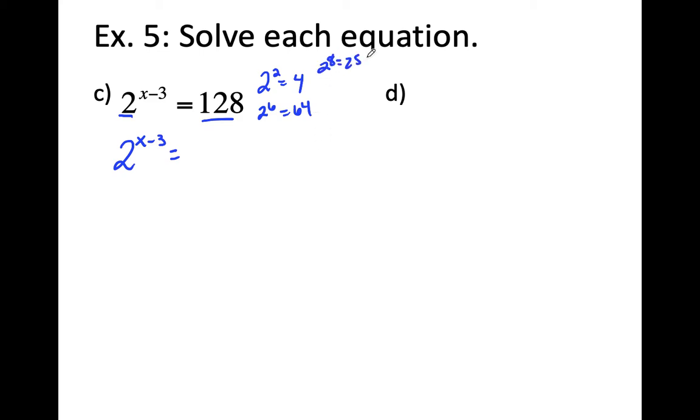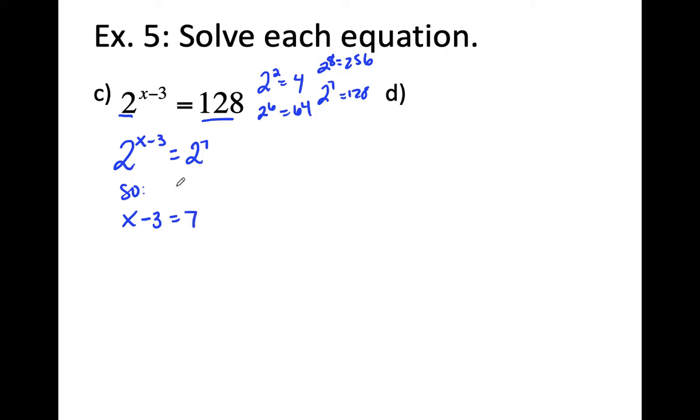2 to the 8th is 256. Okay, it's not that one. So it's got to be 2 to the 7th. 2 to the 7th is 128. So I'm going to change this to 2 to the 7th. So now my bases match, so that means my exponents match. X minus 3 is equal to 7.